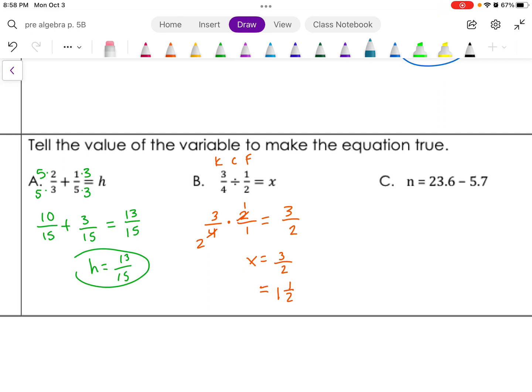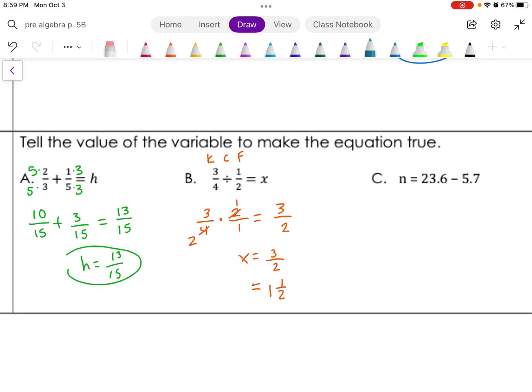All right, last but not least, we have our decimal problem. N equals 23.6 minus 5.7. So in order to find that unknown, I'm going to subtract these. 23.6 minus 5.7, I lined up my decimals. So 6 minus 7, I have to borrow. So that would give us 16 and 2. 16 minus 7 is 9. Bring down my decimal. 22 minus 5 is 17. N equals 17.9.